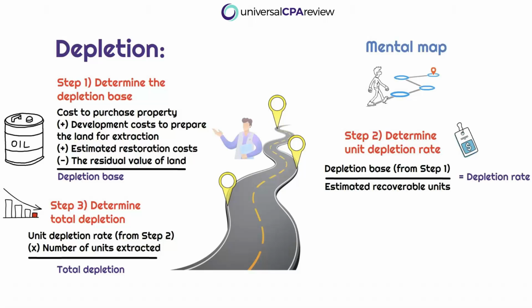Step 1 is going to be determining our depletion base. This is the depletion cost that we're spreading out over the life of the asset. Similar to the depreciable base that we always needed to determine for our fixed assets, only now when determining our depletion base, it's going to include more than just the original cost or that carrying value, less any salvage value. So there are more factors that go into making this asset's value.